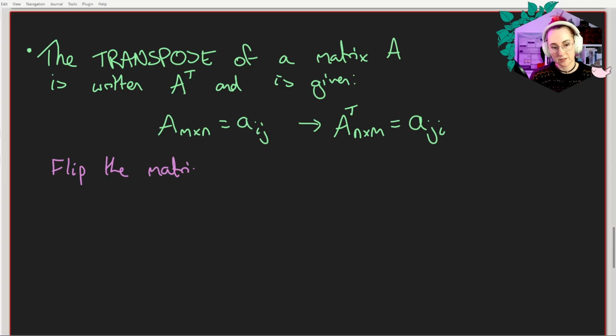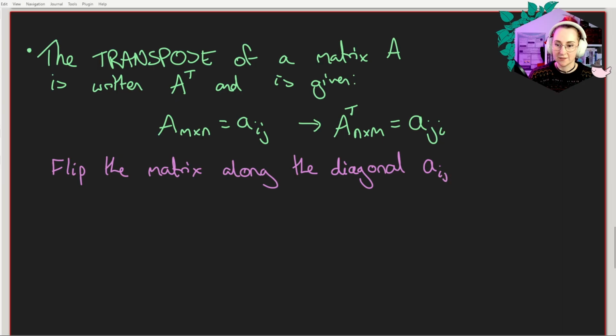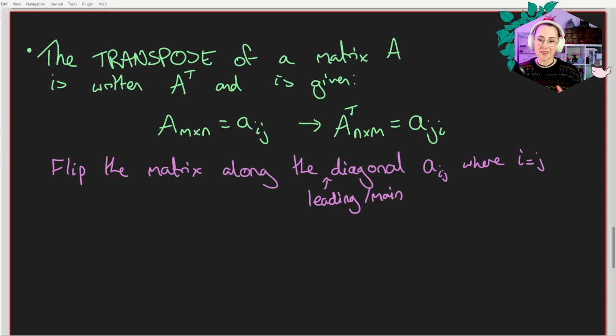So flip the matrix along the diagonal. And the diagonal here are the entries a_ij where i is equal to j. So the 1,1, 2,2, 3,3, 4,4 entries. The leading diagonal, apologies, or main diagonal. So what I mean by that is the a_ij where i equals j. And we'll do an example of that.